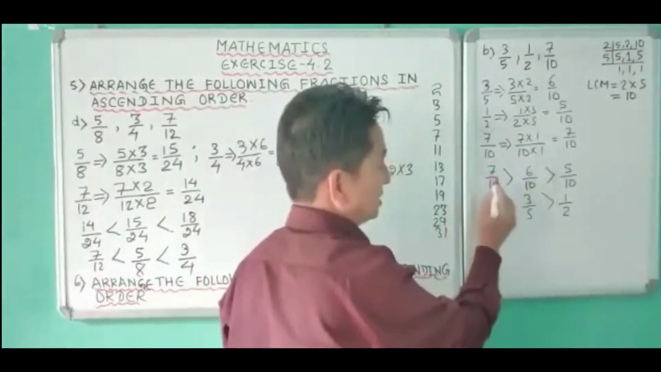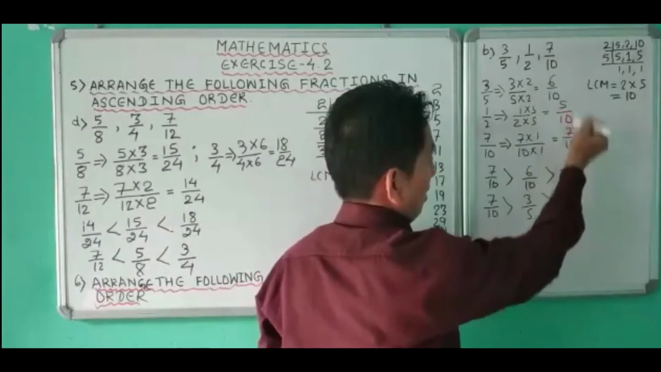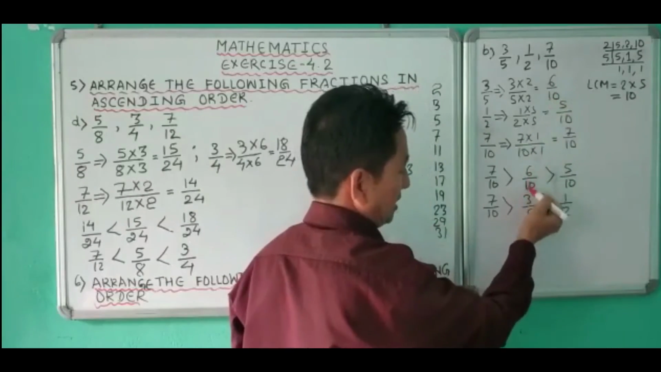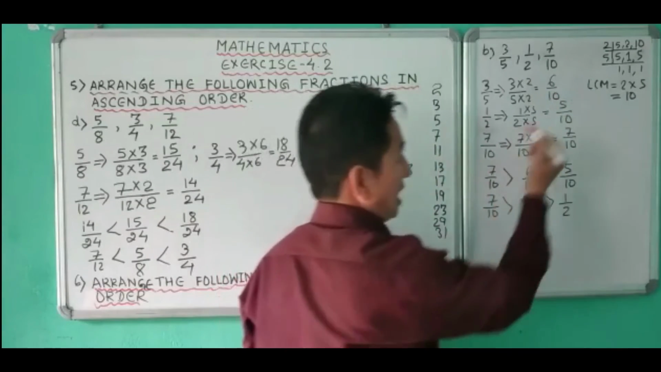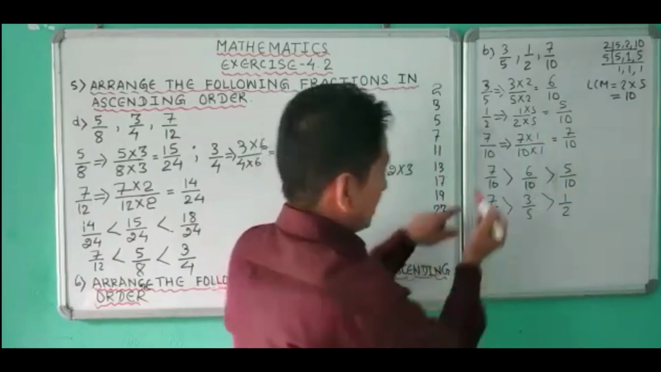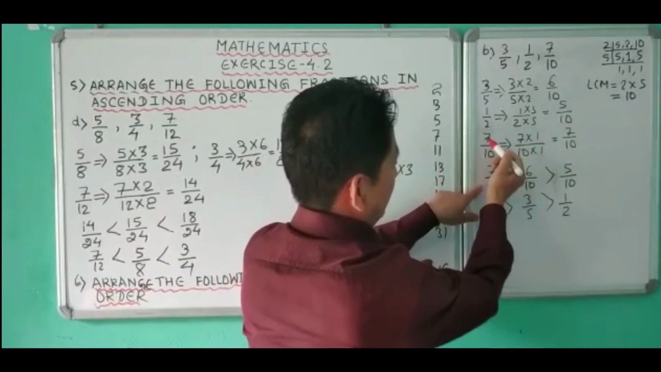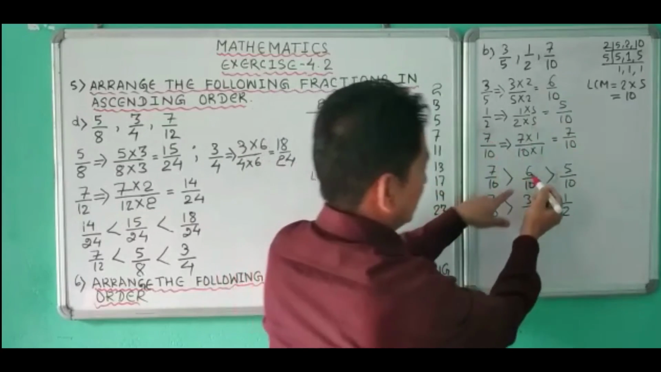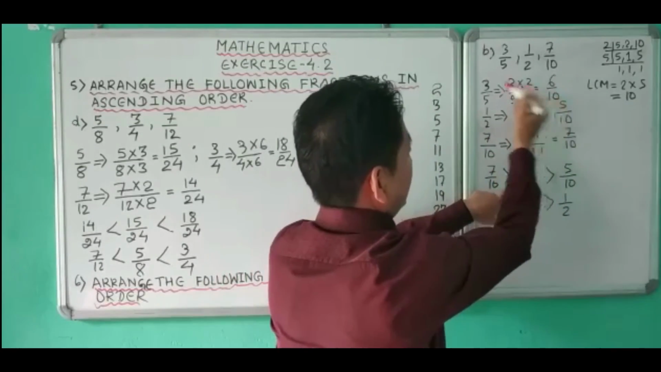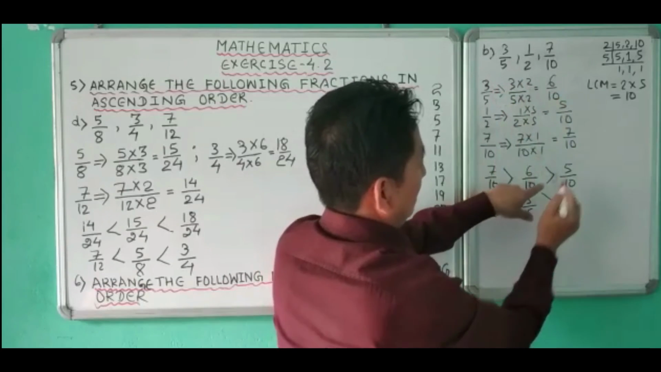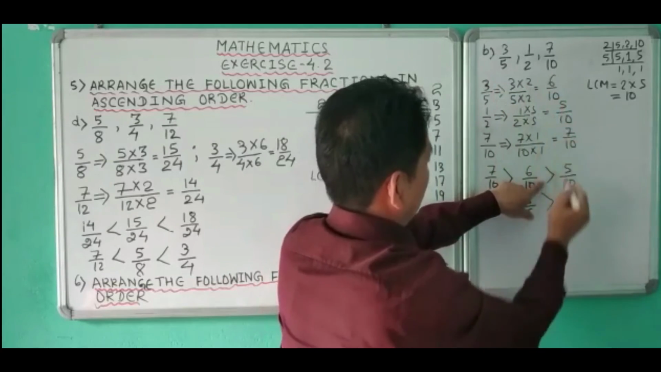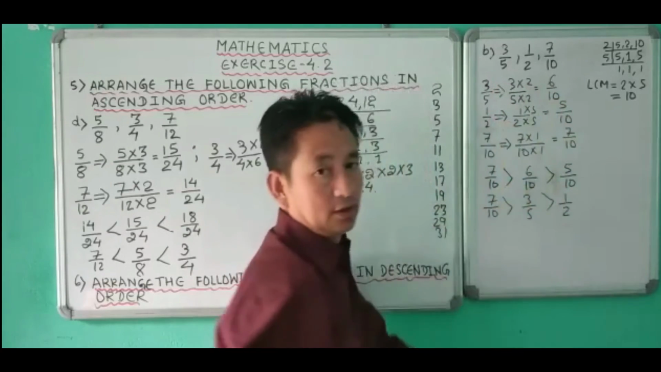7 by 10 is greater than second one here, 6 by 10. So we'll write 6 by 10. Then last one is 5 by 10. 7 by 10 means 7 by 10. 6 by 10 means 3 by 5. 5 by 10 means 1 by 2.